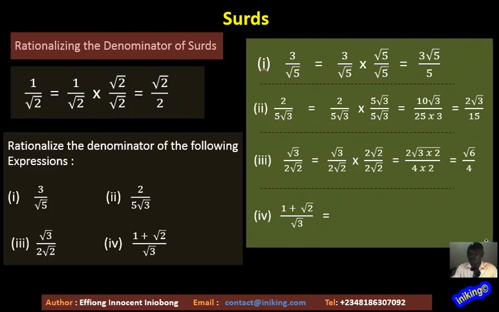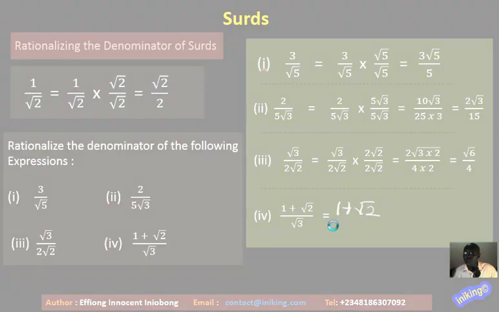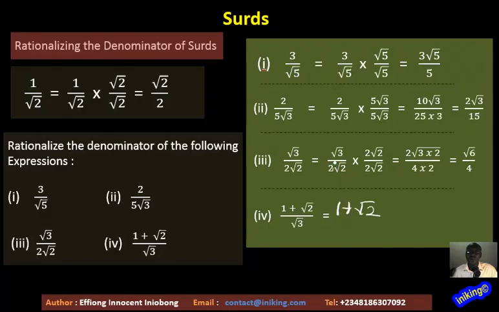Let's rationalize number 4. Number 4 states that 1 plus root 2 divided by root 3 is to be rationalized. So, okay, no problem. We have no problem with the numerator containing an irrational number, so you stay. Our problem is with the denominator. So we have here root 3. So we're going to multiply both the numerator and the denominator by that denominator, root 3 all over root 3.